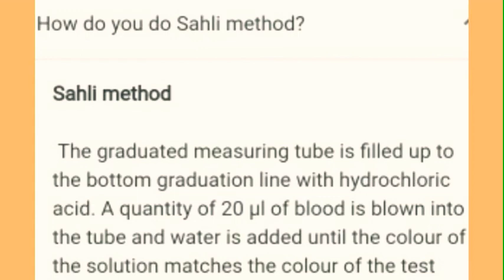In Sahli's method, the measuring tube is graduated and filled up to the bottom graduation line with hydrochloric acid. A quantity of 20 microliter of blood is blown into the tube and water is added until the color of the solution matches the color of the test rod.